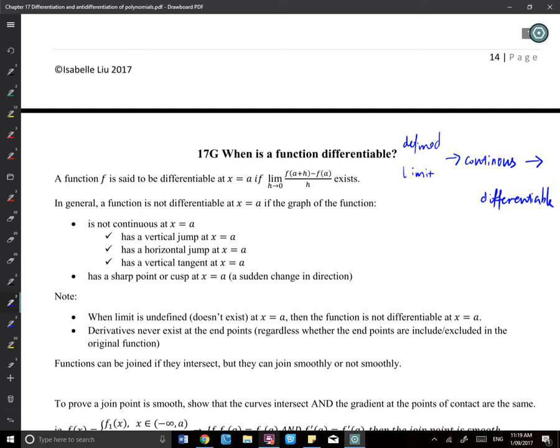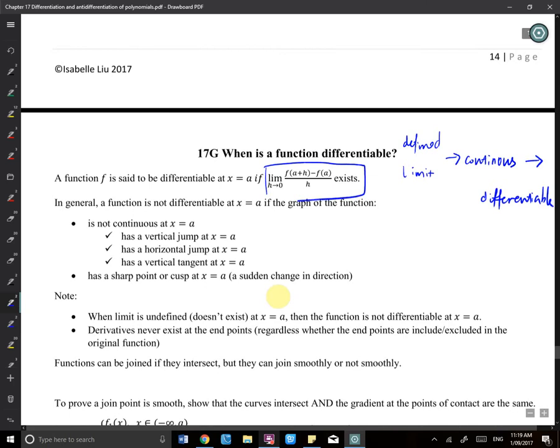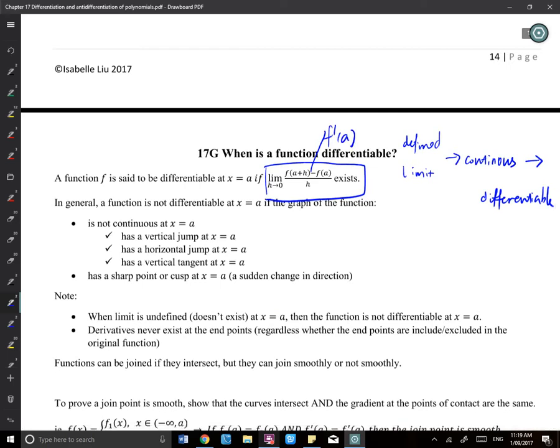A function f is said to be differentiable at x equals a if that limit exists. What's that? That's f dash a. The notation is f dash a. So if f dash a exists here, then we say it's differentiable, but it's not that helpful. This formula is not basically used to test whether it's differentiable or not. It's the theory.